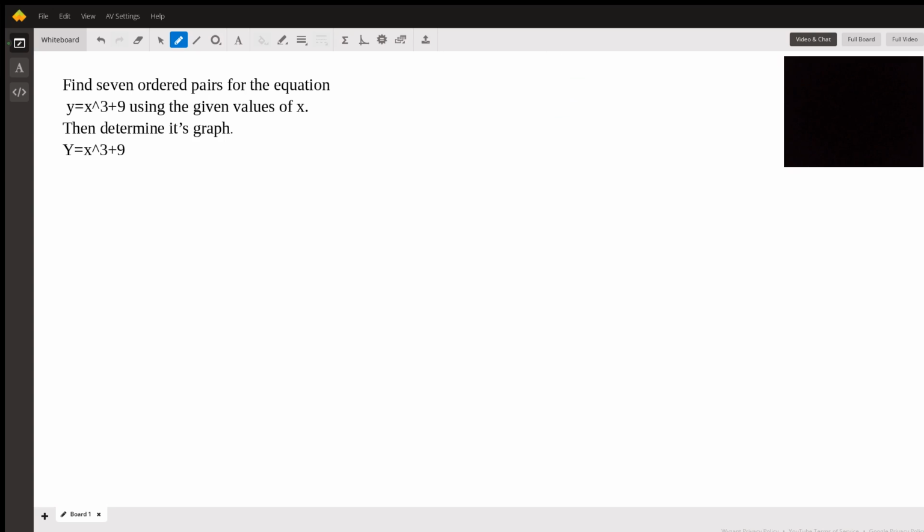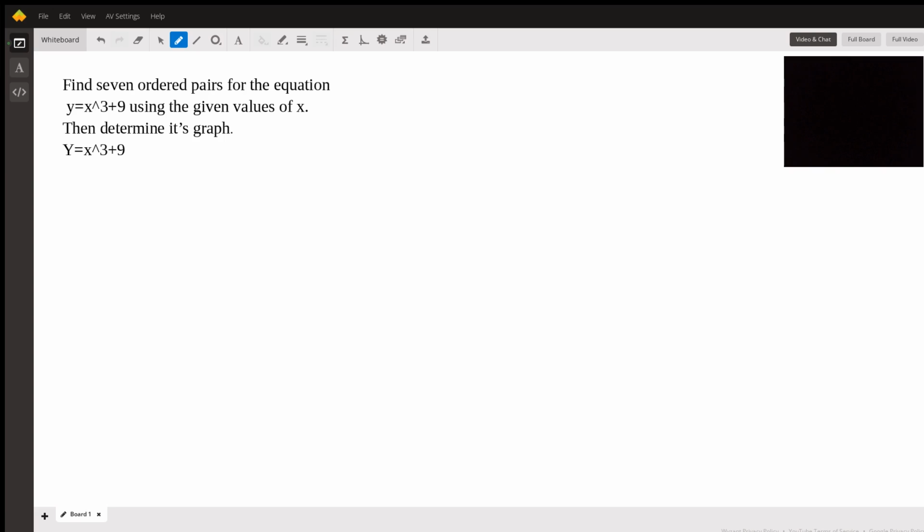And this is a graphing problem. We're trying to graph this curve y equals x cubed plus 9, and we're using the very most basic method, which is to plot points. And so we'll go ahead and do that.